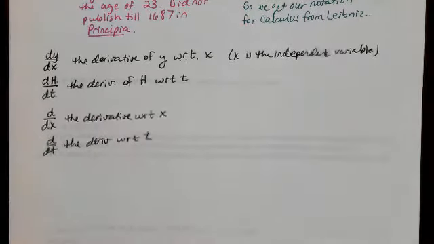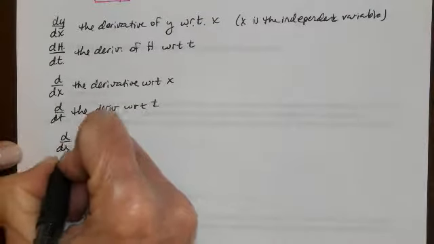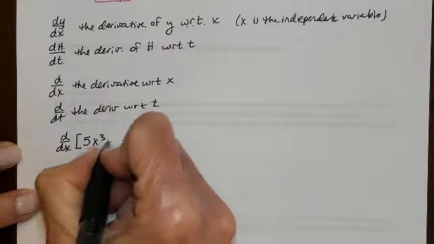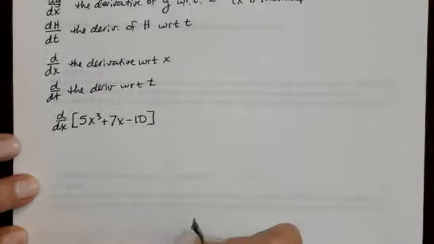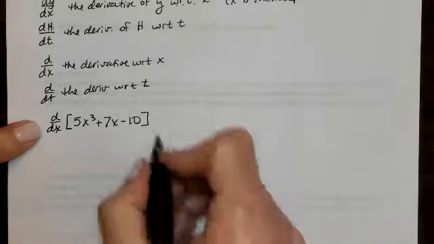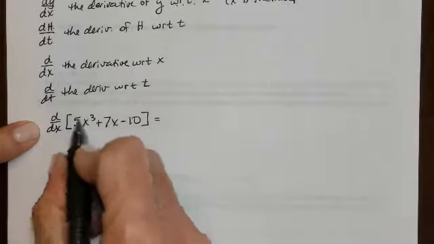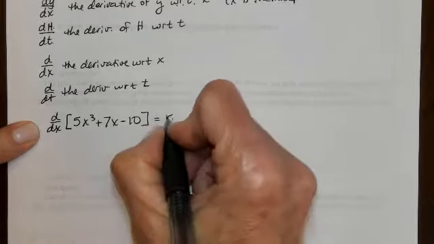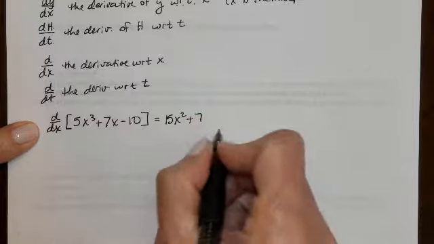So I could say, what is the derivative with respect to x of 5x cubed plus 7x minus 10? And for that derivative, I would use the power rule, and I would say the derivative of this expression is the derivative of each term, so that would be 15x squared plus 7 plus 0. So just 15x squared plus 7.